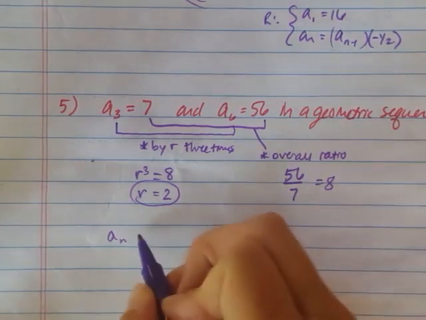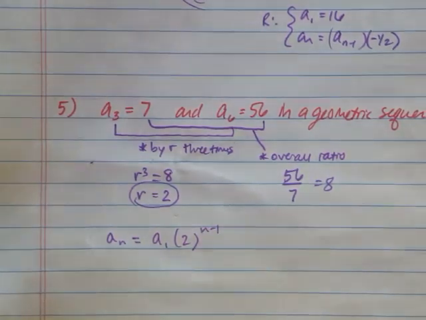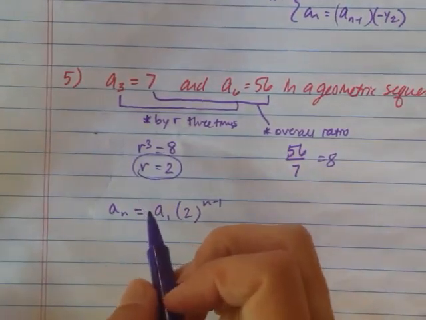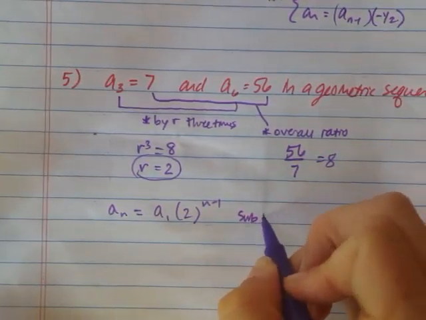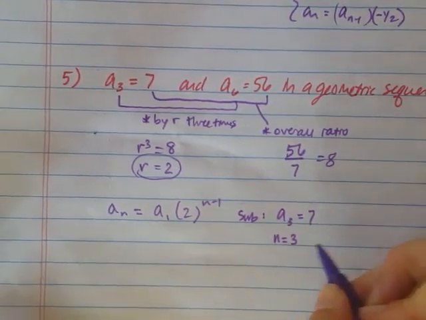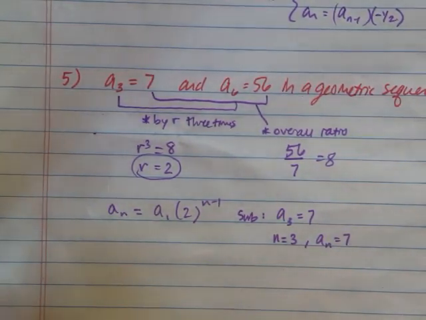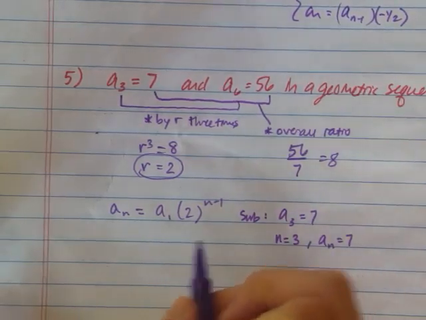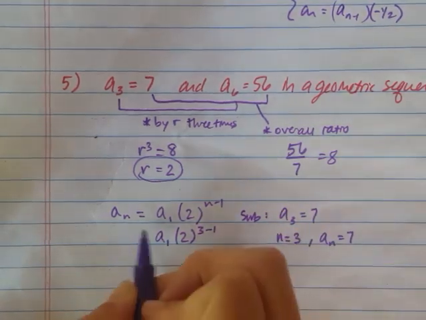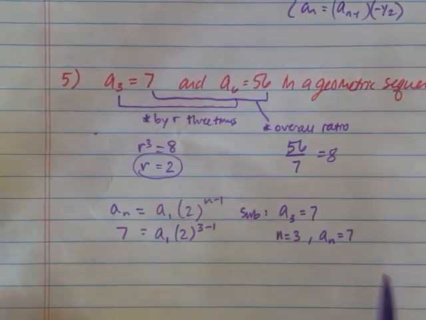So I can start writing an explicit rule: a sub n equals the first term times r to the n minus 1. Now I can substitute one of my terms in to help me figure out what the first term would be. So if I substitute a sub 3 equals 7, that basically means that n is 3 and a sub n is 7. The third term comes out to be 7. So I'm substituting 3 in place of n and 7 in place of a sub n. In other words, 3 goes in, 7 comes out.